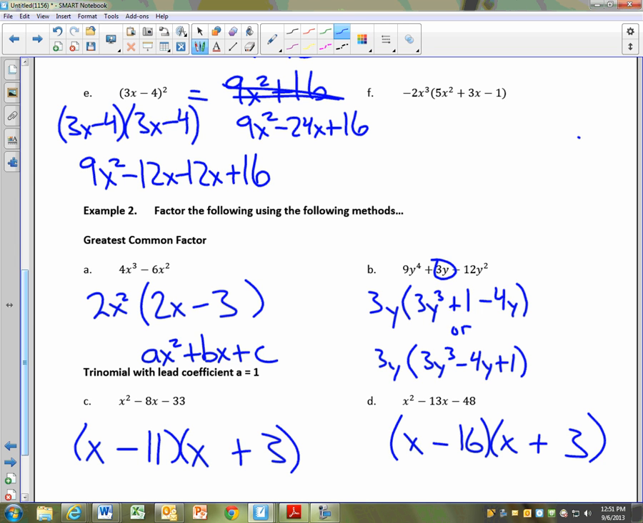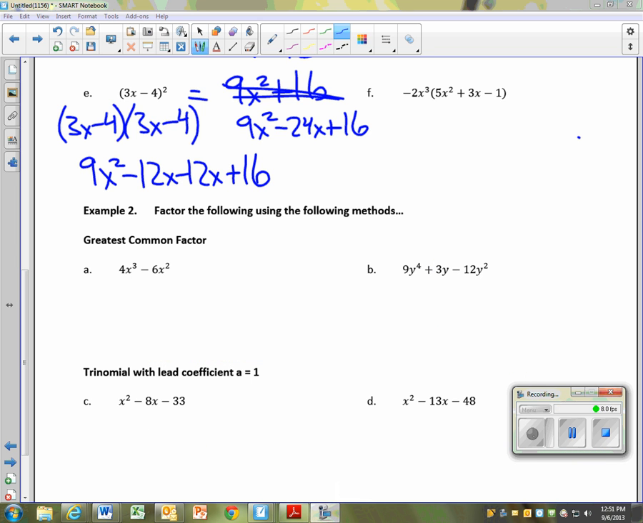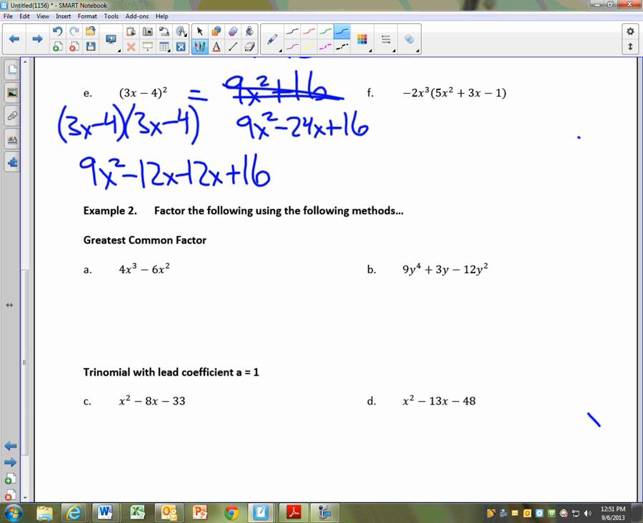Quickly, see if you can do F on your own. Go do F. Is that what you got? Good. Just make sure you distribute your negative, you'll be all right.